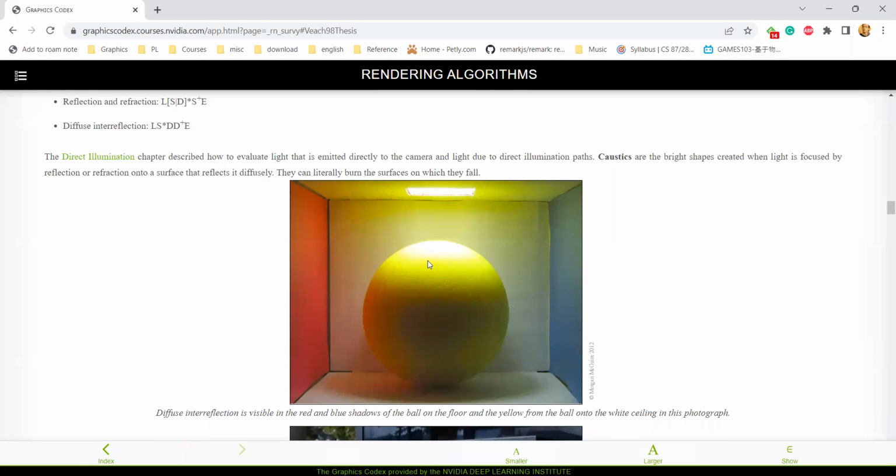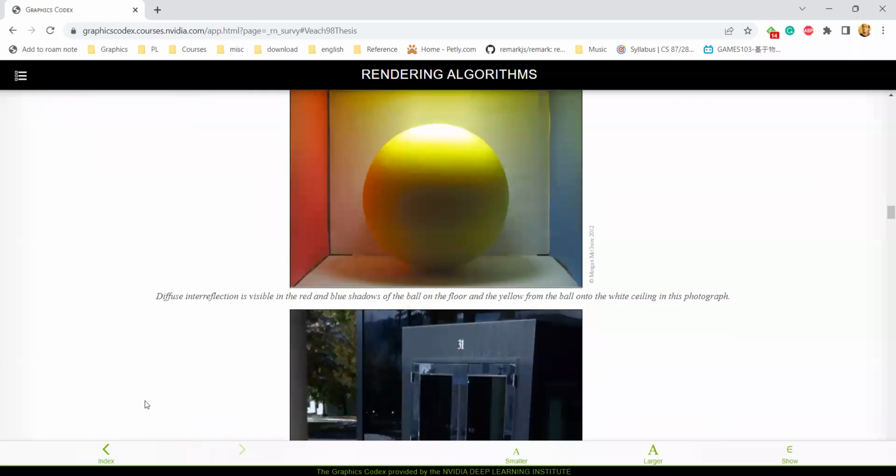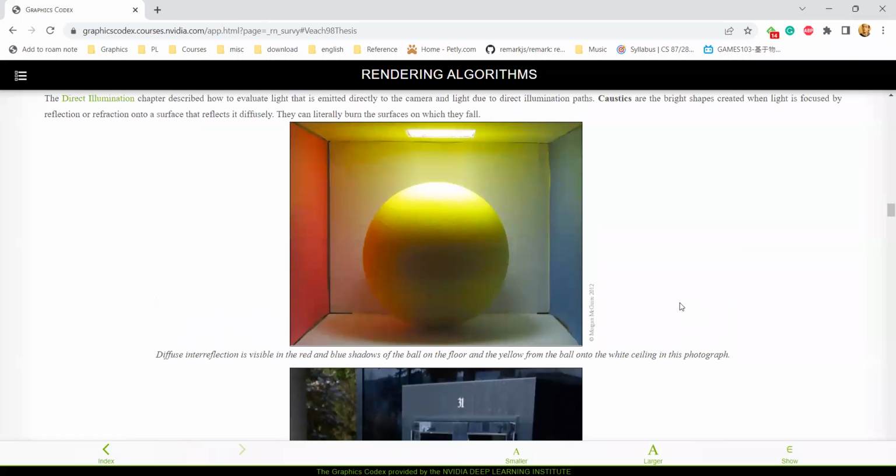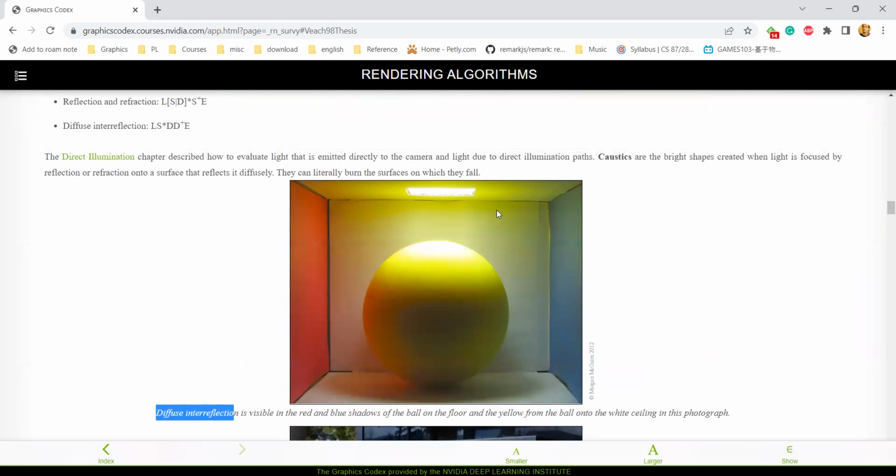It's like this area. Diffuse interreflection is visible in the red and blue shadows of the ball on the floor and the yellow from the ball onto the white ceiling in this photograph. It's a real life Cornell box. Oh yeah, it looks that way. Diffuse interreflection is here, on the ceiling with the ball yellow onto the white ceiling.